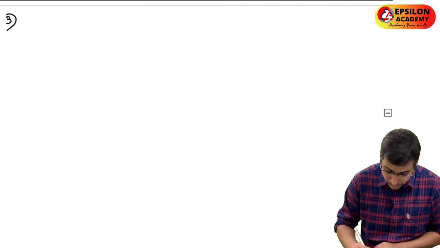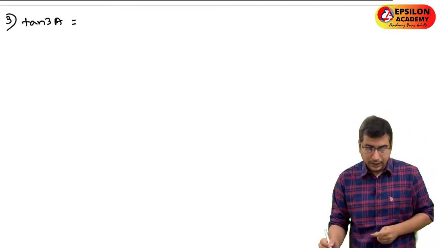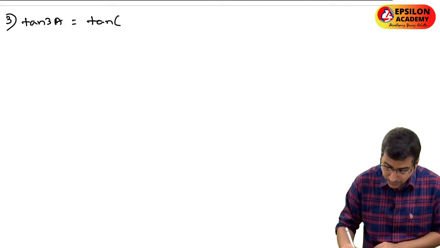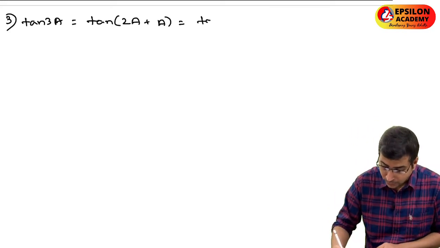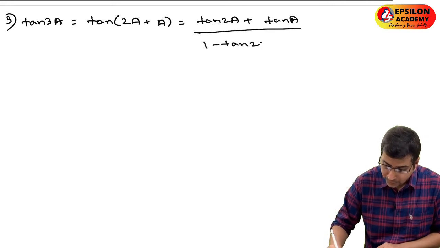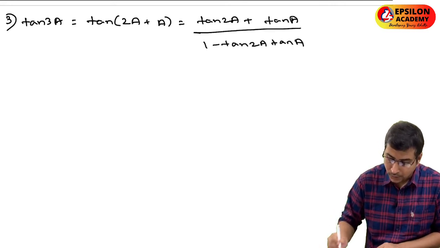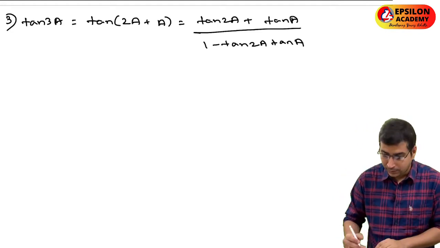And now we will see what is the formula for tan 3a. So tan 3a can be written as tan of 2a plus a. So tan of 2a plus a is going to give us tan 2a plus tan a divided by 1 minus tan 2a into tan a, right? Now what is the formula for tan 2a? It is 2 tan a divided by 1 minus tan square a.